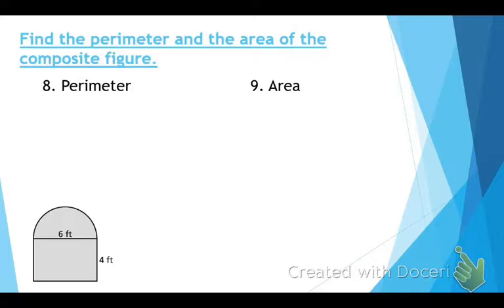Cameron, what does perimeter mean? Ayana, can you help her? The outside distance of a shape, okay?